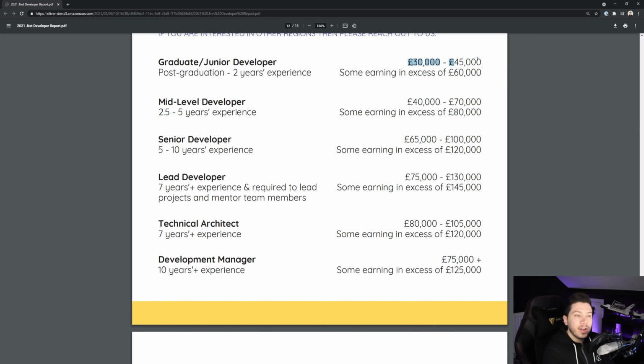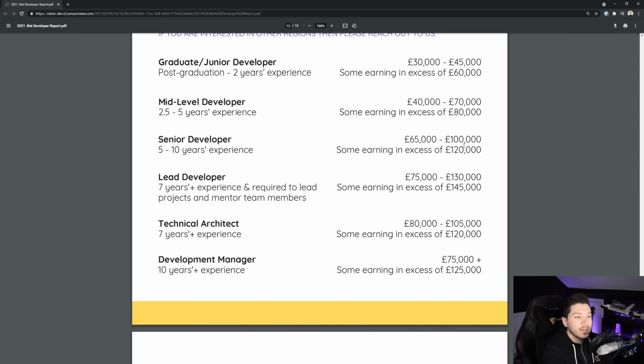Now 30 to 45 sounds very reasonable to me. I actually started significantly lower than this as a junior developer back in 2015, so there's a bit of Nick trivia. Some earning in excess of 60,000, maybe at hedge funds, I don't know where you'd make 60,000 as a junior developer. But especially grouping graduates and juniors, that sounds very reasonable. Then mid 40 to 70, again, I think that's very reasonable based on what I've seen. Some earning in excess of 80. I can see that happening as well, especially with the companies we talked about above.